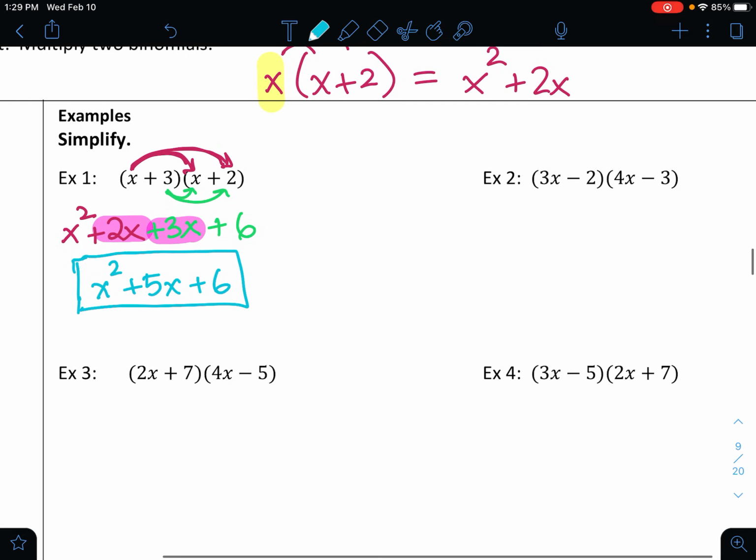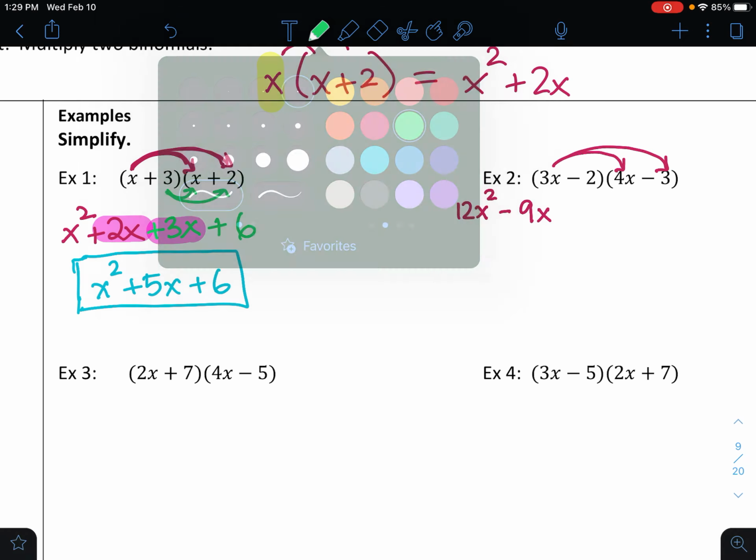Okay, let's do the second one. Second one, I'm going to distribute 3x times 4x and 3x times negative 3. So 3x times 4x. 3 times 4 is 12. X times x is x squared. So 3x times negative 3. That's going to be a negative 9x.